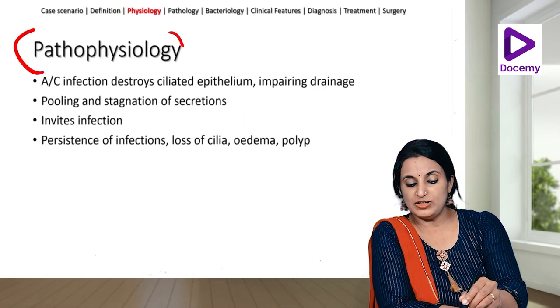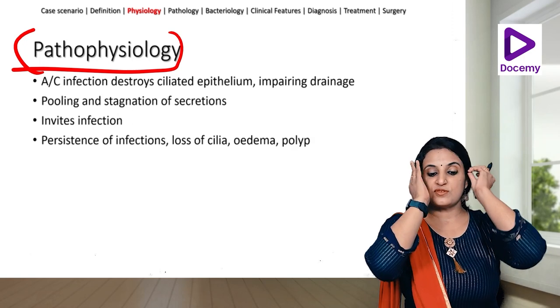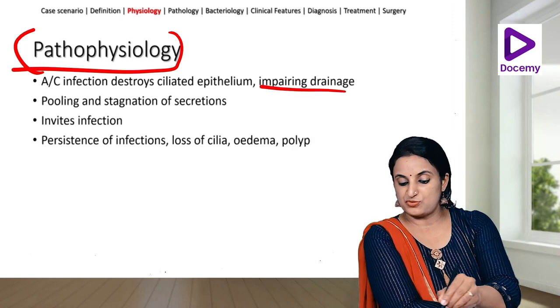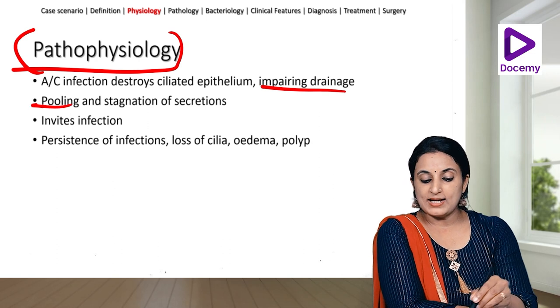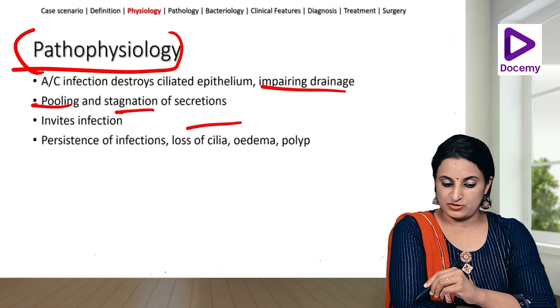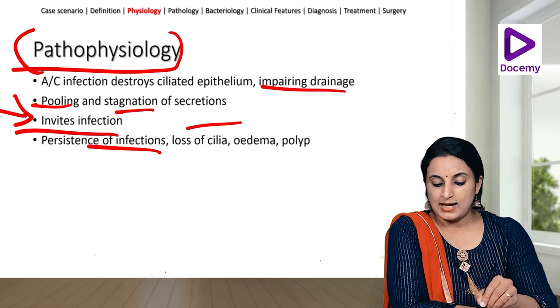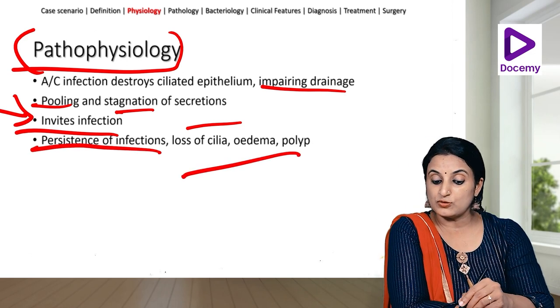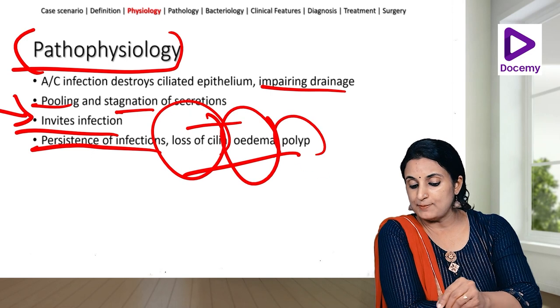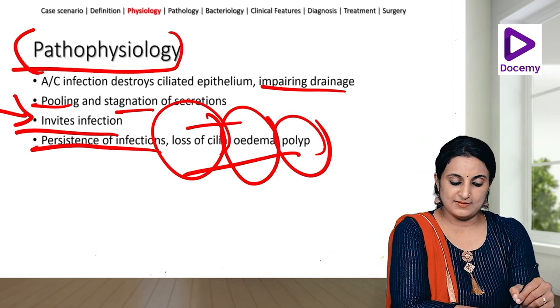The pathophysiology: acute infection destroys the ciliary epithelium and impairs drainage. It causes pooling and stagnation of secretions inside the sinuses. This invites bacterial infections, and the persistence of these infections leads to loss of cilia, edema, and polyps. So these are the things which I usually see.